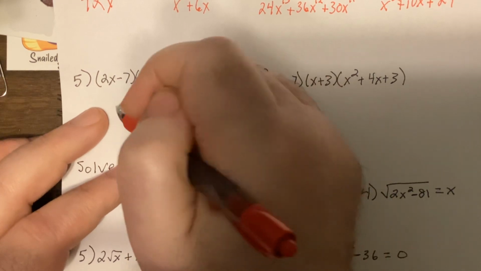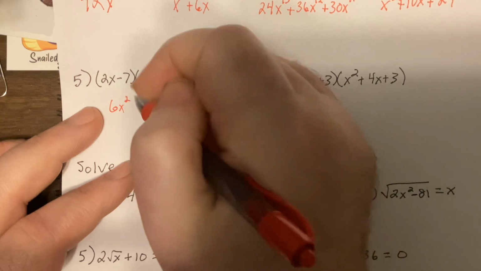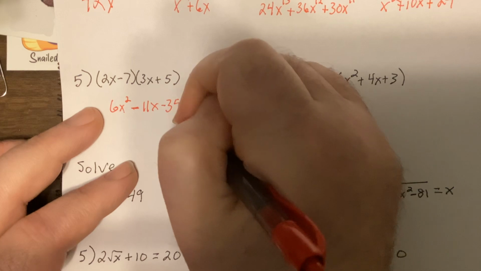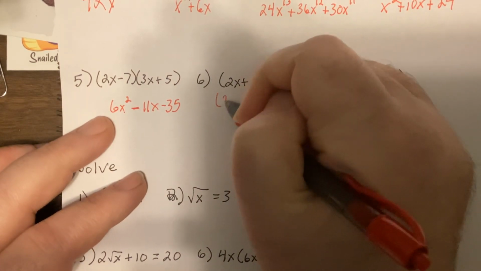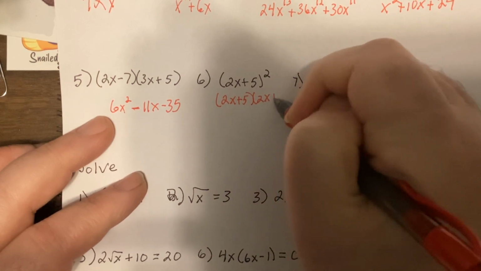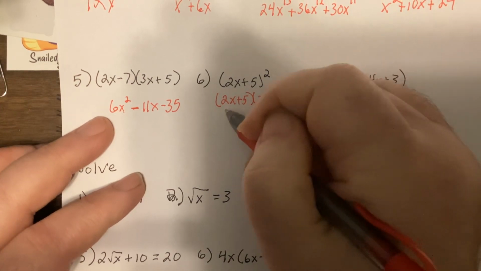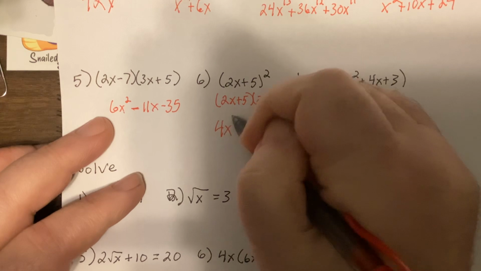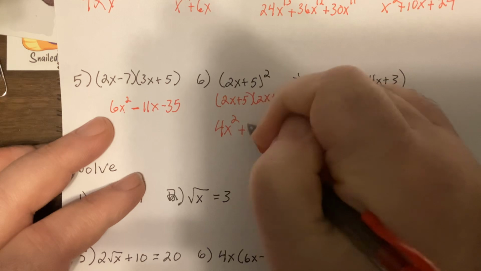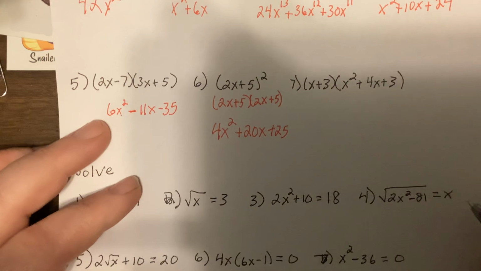Okay, so it'd be 6x squared minus 21x plus 10x, be minus 11x minus 35. Here you got a square, so write it twice to make it nice. Number 1 mistake in algebra. So it'd be 2x and 2x is 4x squared. 10x and 10x is 20x. And 5 and 5 is 25.